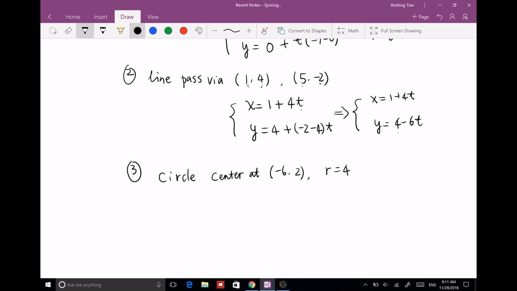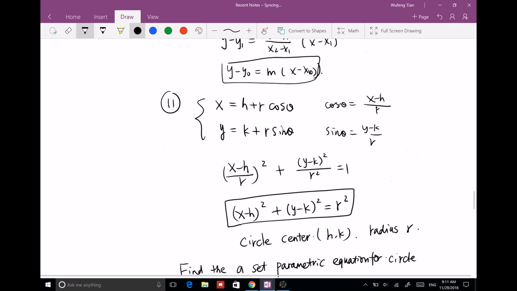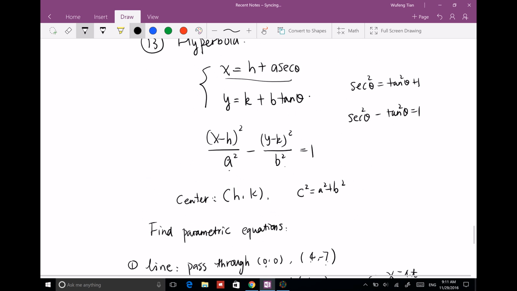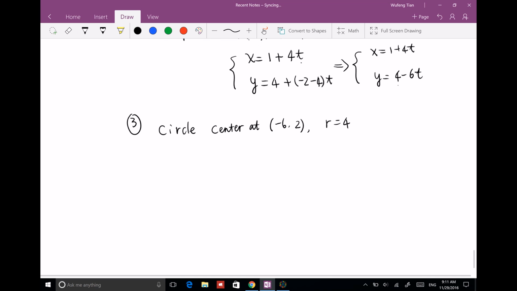So I'll give you 2 minutes to write down this equation. You can refer to yesterday's work. We did give you the parametric equation for circle. You can refer back to yesterday's work and write down the parametric equation.